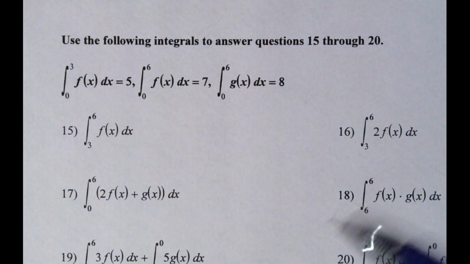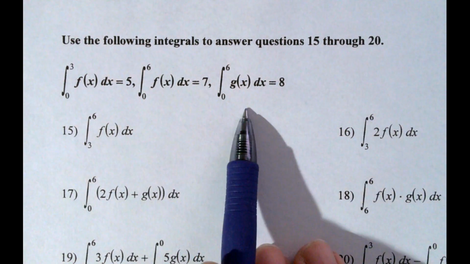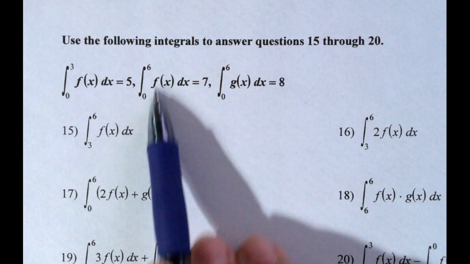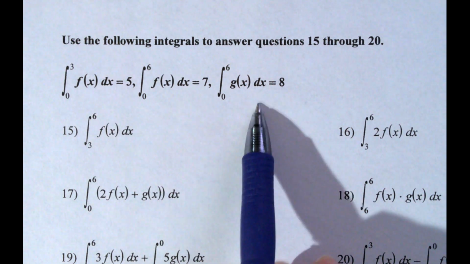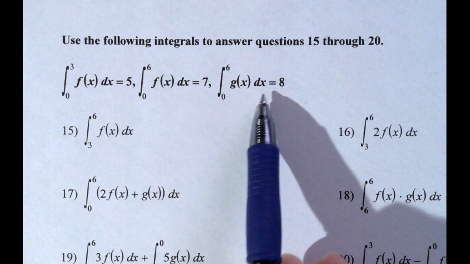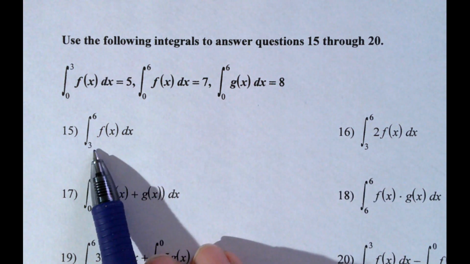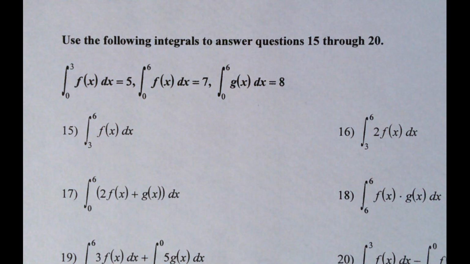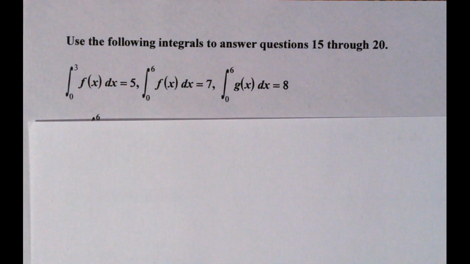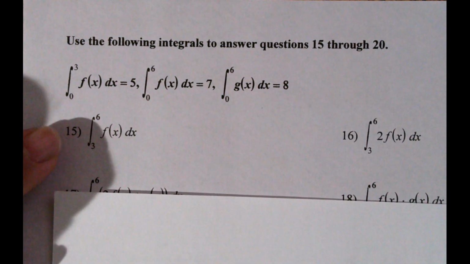So you're given 3 definite integrals: 0 to 3 of f, 0 to 6 of f, and 0 to 6 of g. All right. So here, I'm doing number 15 first. And I don't have enough space to do that. So I'm asked to find 3 to 6.